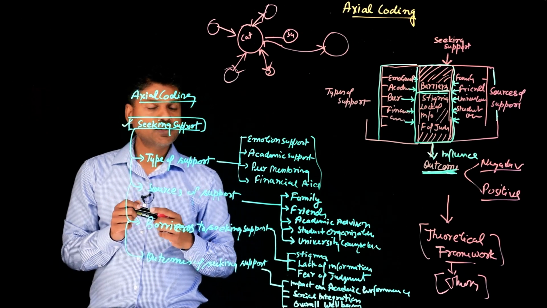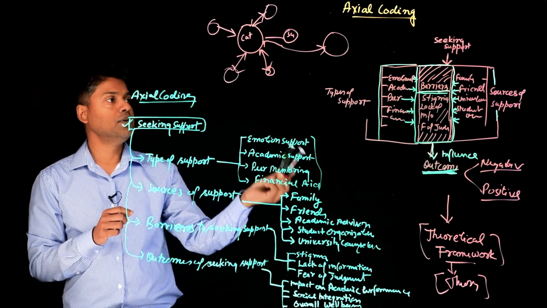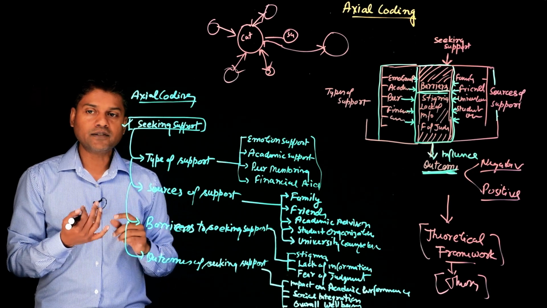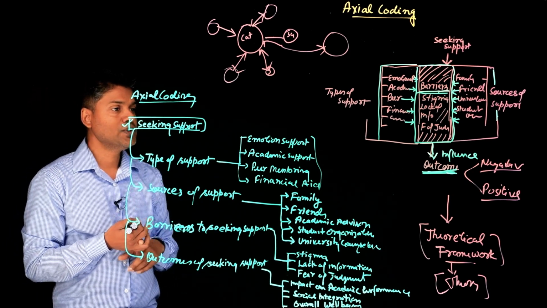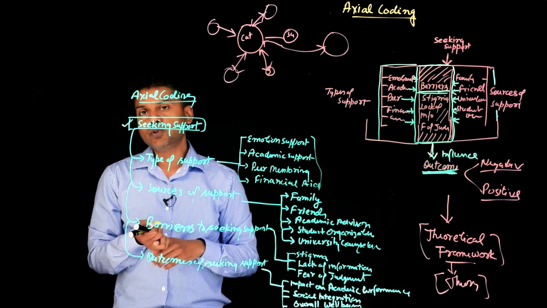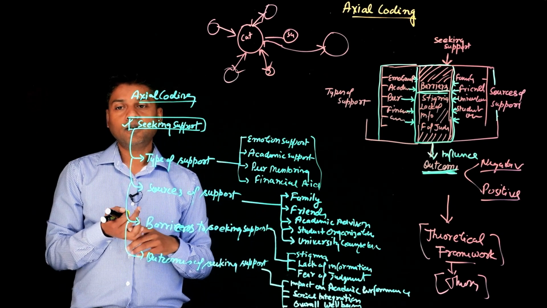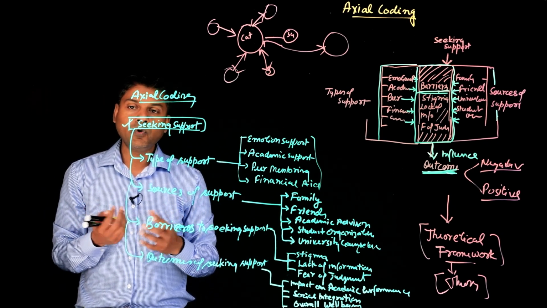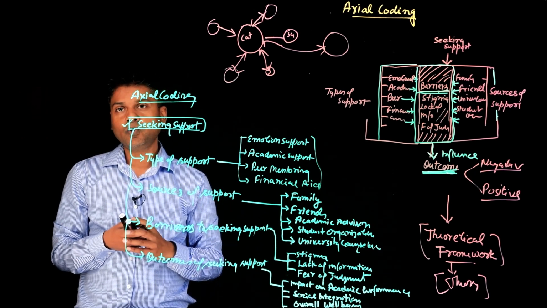I hope this explanation, this example would have helped you to understand when to use axial coding, how to use axial coding to code your data and develop relationships between codes and develop your theoretical framework and ultimately your grounded theory.